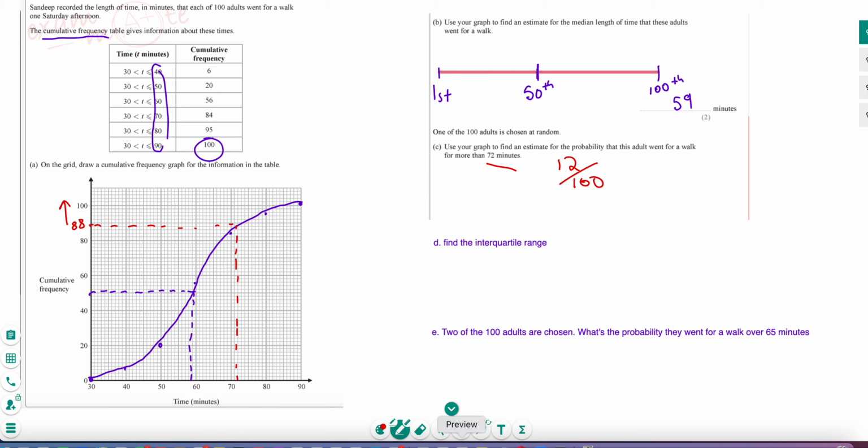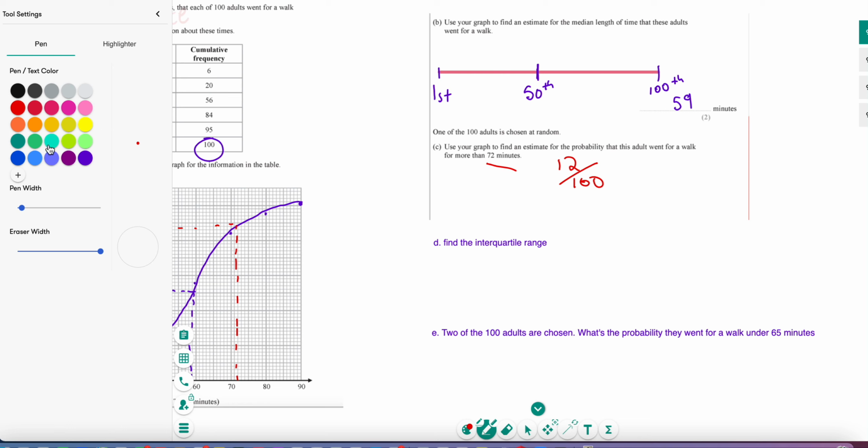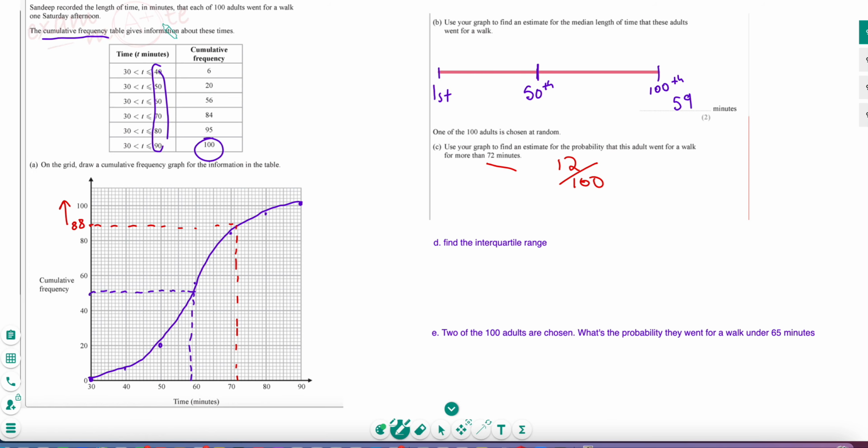Next. Find the interquartile range. Now let's go back to our number line here. So 50th was the median. The lower quartile is the gap between the first and the 50th. So the lower quartile is the 25th person. So what we're going to do is we're going to go across to 25 on our cumulative frequency. So 20, 30, 25 is here.